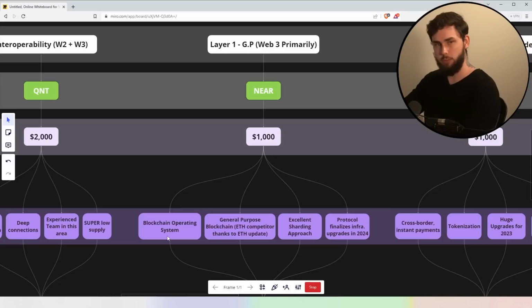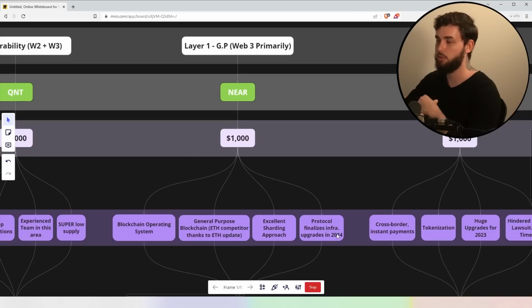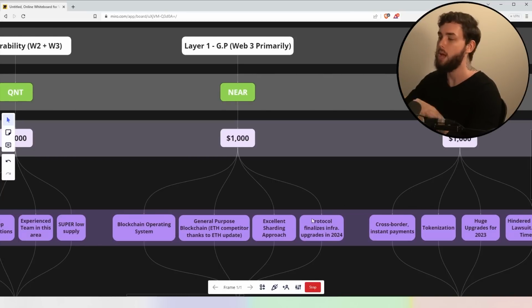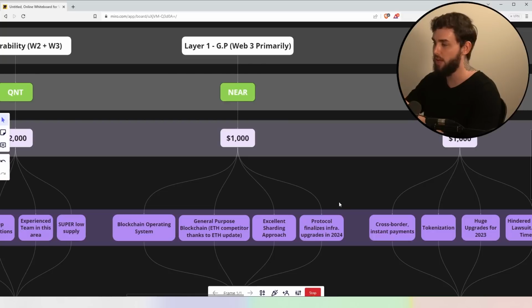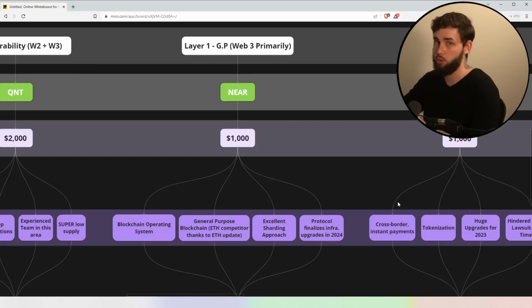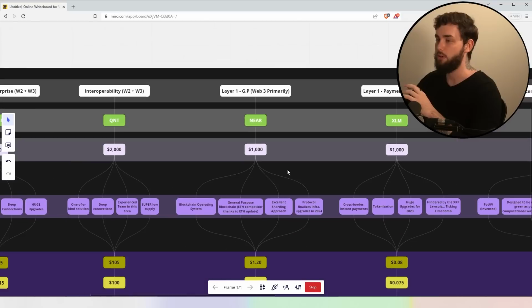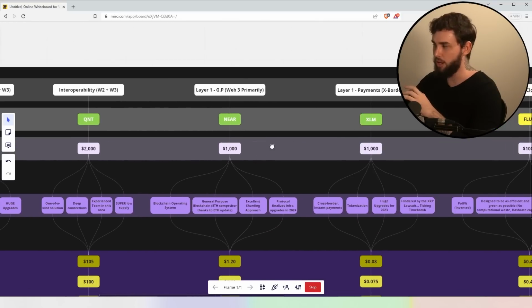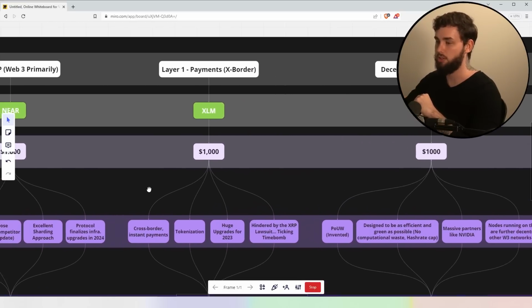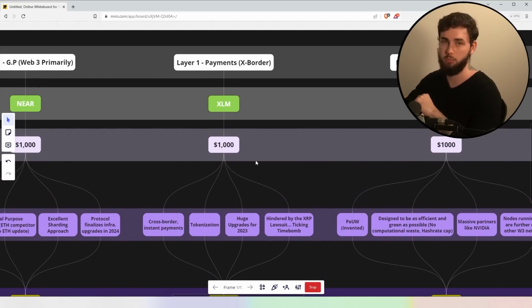So they call themselves a blockchain operating system, a general purpose blockchain, again an ETH competitor thanks to Ethereum's upgrade. Ethereum is not doing sharding anymore, which is going to open up the doors for NEAR protocol here. They do have an excellent sharding approach. It is different to any other network currently out there. They have super fast finality and stats because of that, and the protocol pretty much finalizes its infrastructure upgrade in 2024-2025. So just like we sort of see with these guys over here, especially HBAR with the huge upgrades coming out in 2024/5, it's going to help boost the price up. And these guys have pretty much their largest upgrade possible coming out at that time.